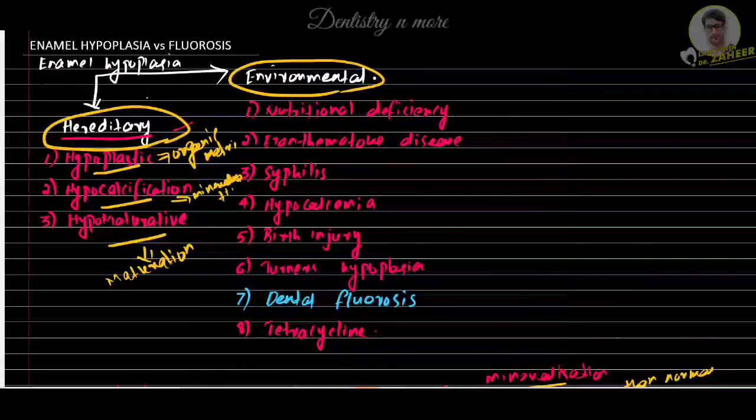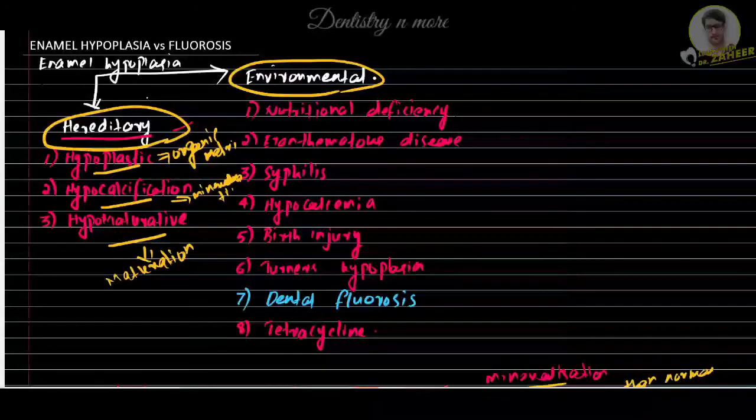One is because of defective formation of the matrix. The next one is defective mineralization of the matrix. And the third one is defective maturation of the matrix. So the matrix is not properly mineralized. So that is hereditary. But the next category is environmental.